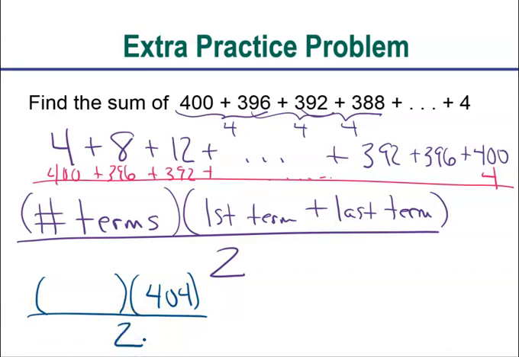Now, how can we find the number of terms? It's not as easy as earlier when we were adding 1 to 100. That's 100 terms, right? Or you're adding 1 to 50. That's 50 terms. That's real clear. But what about 4 to 400, and then you're skipping every 4? Well, I have a technique for you there too.